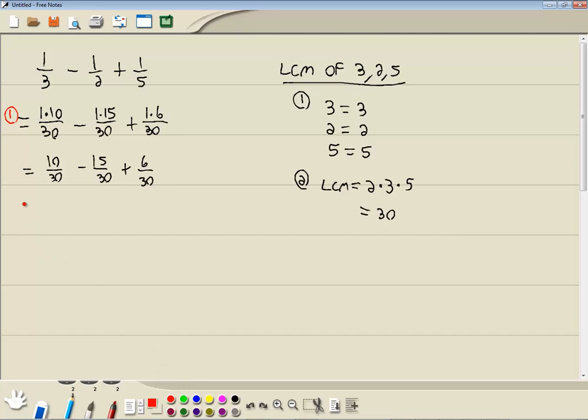Okay, now that we got a common denominator, we're going to add or subtract the top parts. Well, 10 minus 15 gives us negative 5 over 30. And I'll go ahead and bring this down. And now negative 5 plus 6 gives us a positive 1 over 30. Now I don't need to do step 3. Step 3 will be to simplify this fraction, and it's already simplified as much as we can.